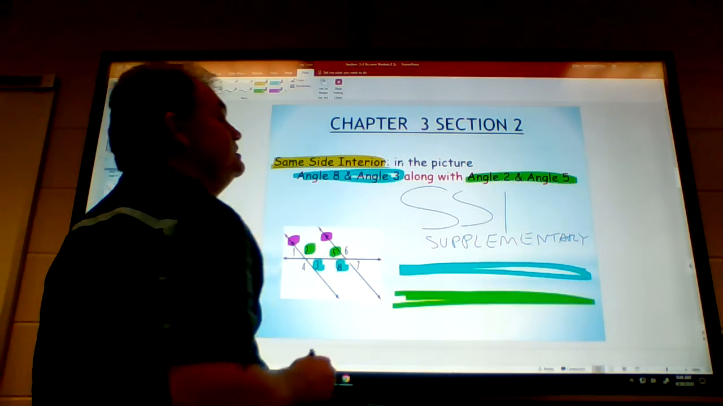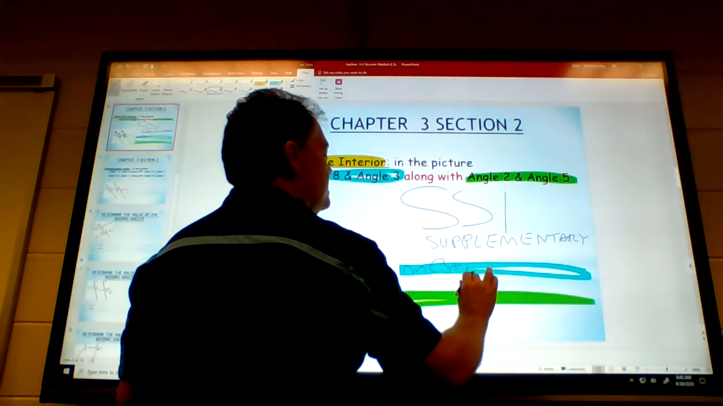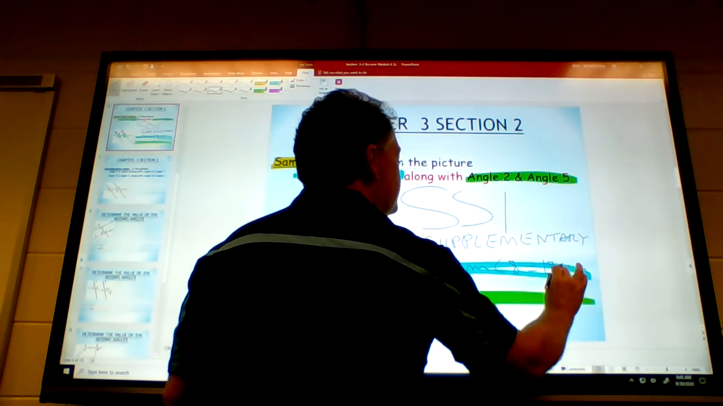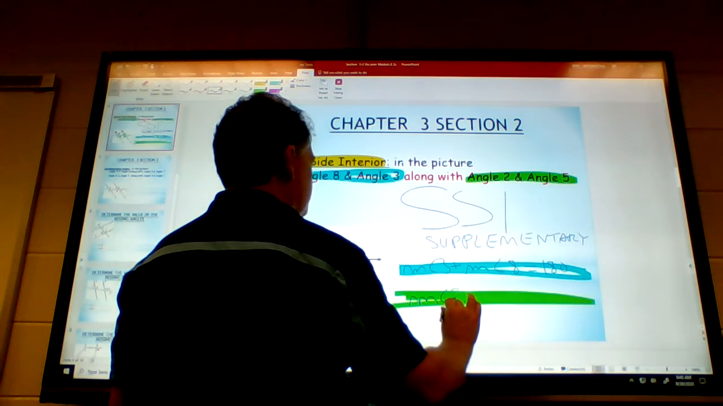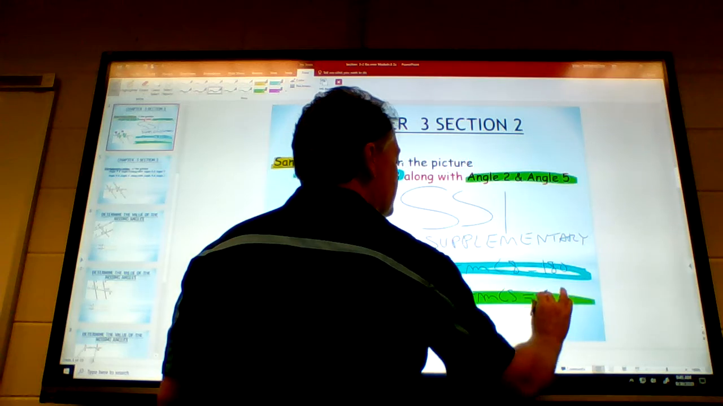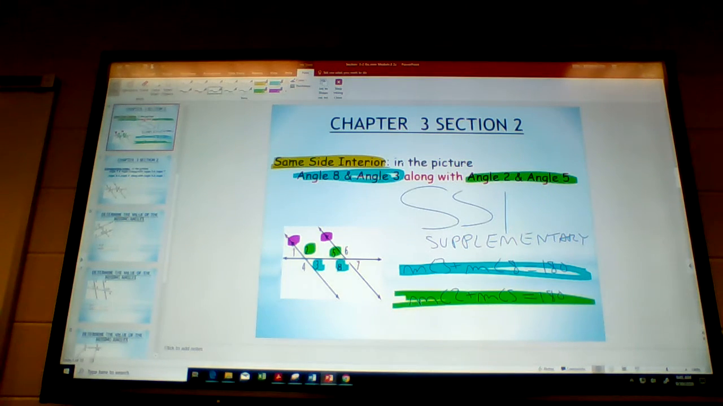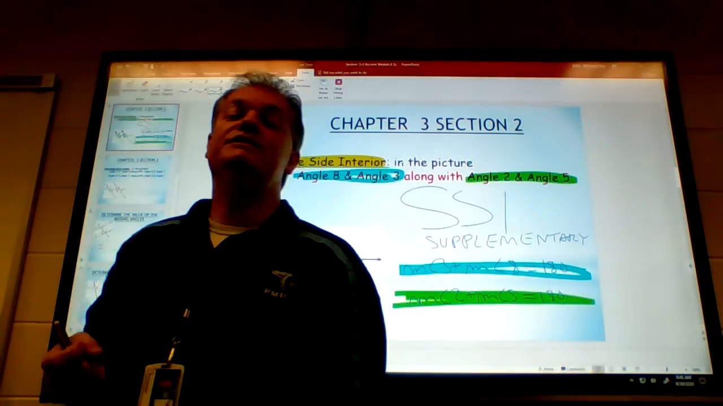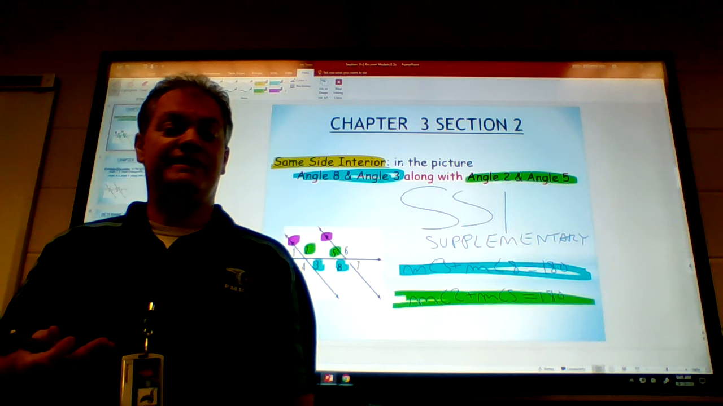Those angles are going to be congruent to one another. Or not congruent, they're supplementary. So the measure of angle 3 plus the measure of angle 8 equals 180 degrees. And the measure of angle 2 plus the measure of angle 5 also equals 180 degrees. All right. So we've talked about alternate interior angles and alternate exterior angles being congruent. We've talked about same side interior angles being supplementary.